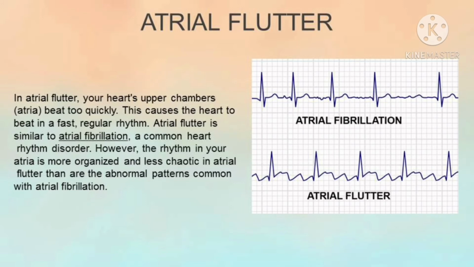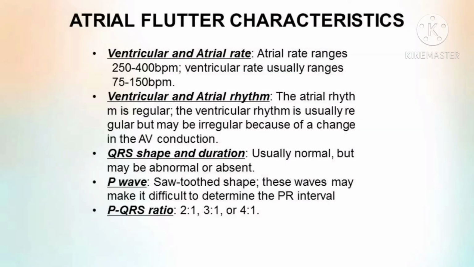In atrial flutter, your heart's upper chambers, the atria, beat too quickly. This causes the heart to beat in a fast, regular rhythm. Atrial flutter is similar to atrial fibrillation, a common heart rhythm disorder. However, the rhythm in your atria is more organized and less chaotic in atrial flutter than are the abnormal patterns common with atrial fibrillation. Atrial flutter characteristics.